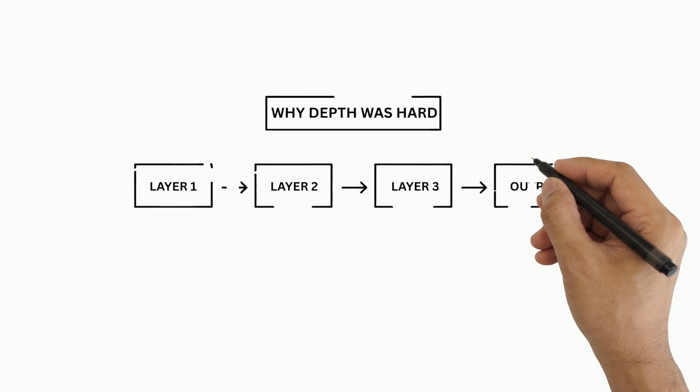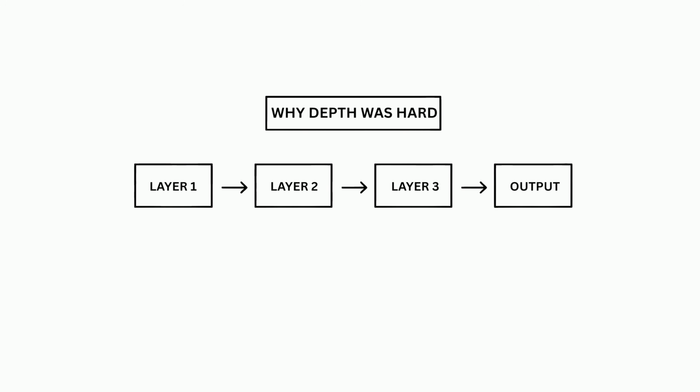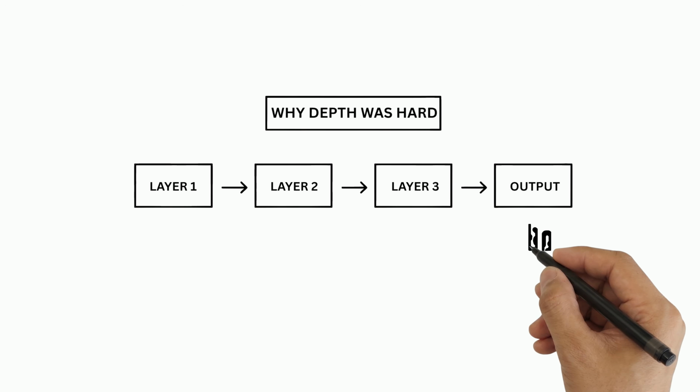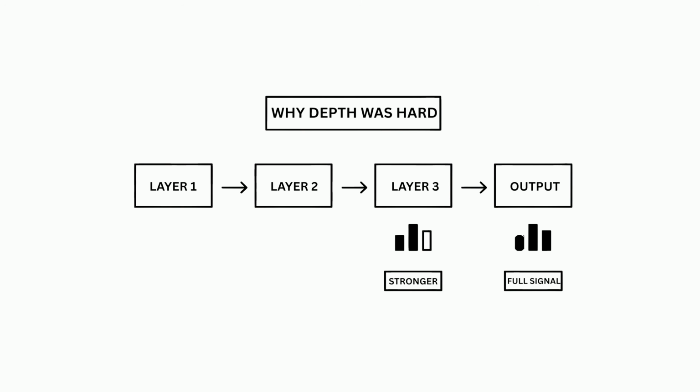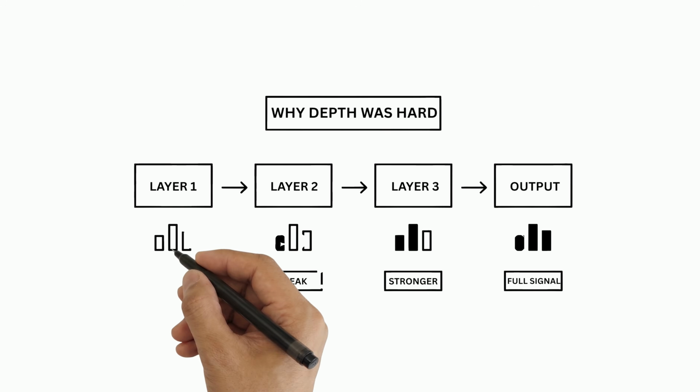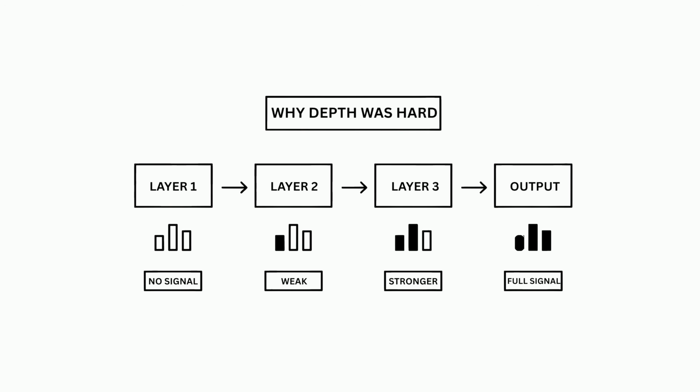Depth sounds great, so why didn't everyone build deep networks from day one? During training, the network sends an error signal backward through the layers to adjust each one's weights. In very deep networks, that signal can shrink so much by the earliest layers that they barely learn at all. This problem is called the vanishing gradient, and for years it made truly deep networks impractical to train.